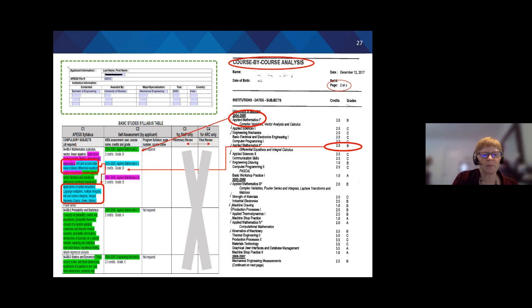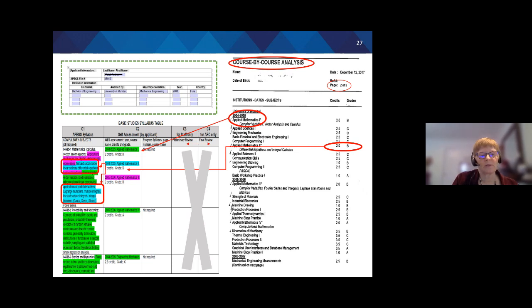So this Applied Mathematics 1 in green covers these green highlighted subject areas. Applied Mathematics 2 in blue covers these blue highlighted areas, and so on. If there's only one subject listed to cover a particular topic, you still want to do the highlighting and show which subject matter you covered. It's unlikely that there's going to be a perfect match between the courses that you took and the Canadian syllabus, so we want you to, as accurately as possible, highlight the subject matter that you covered in the course that you took.